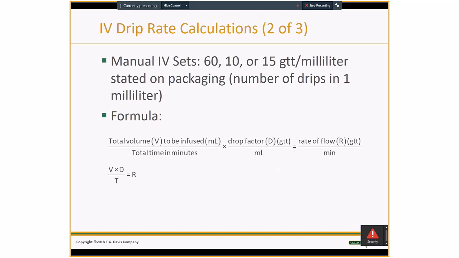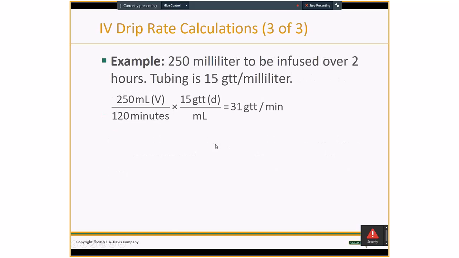The next one has an actual example that we can use. 250 milliliters over 2 hours, and the tubing is 15 drips per milliliter. So they did the volume over 120 minutes, which is 2 hours, and then the drip factor over the mLs. The mLs cancel each other out because there's one on the top and the bottom. So you can just take the milliliters away, and that's how you get the drips per minute.